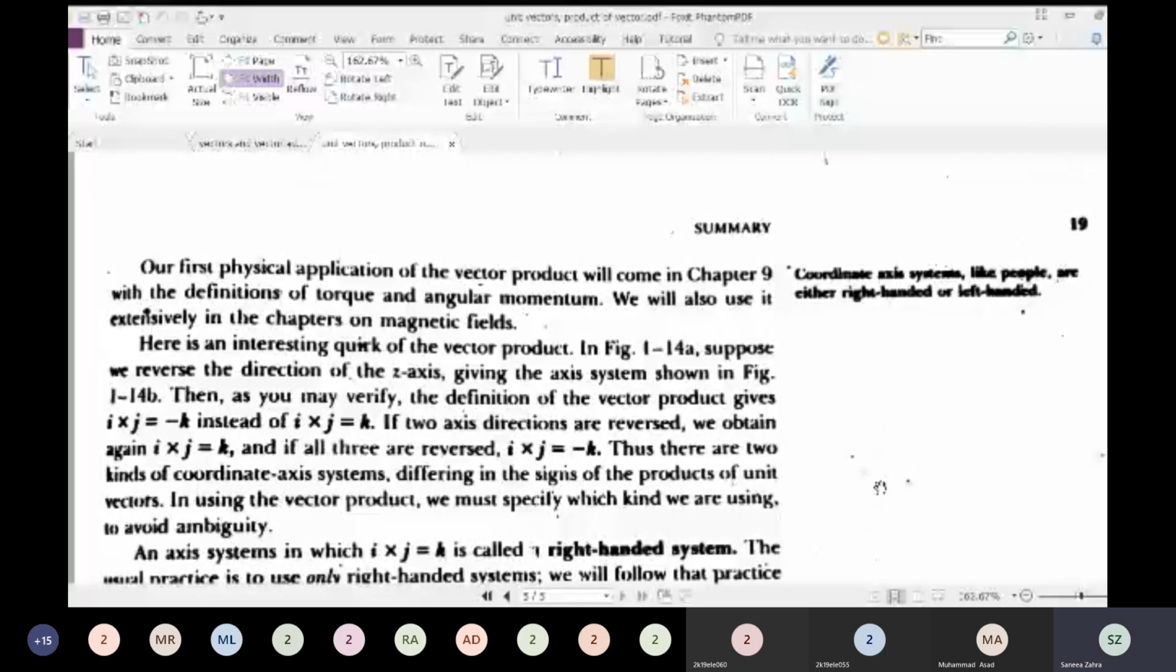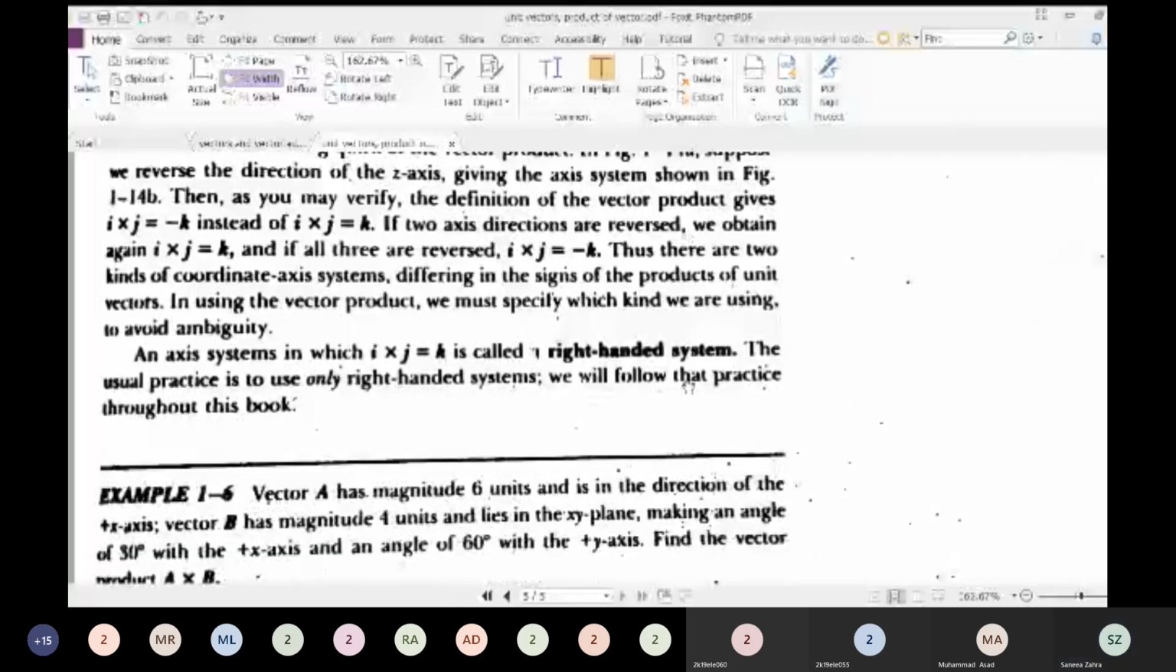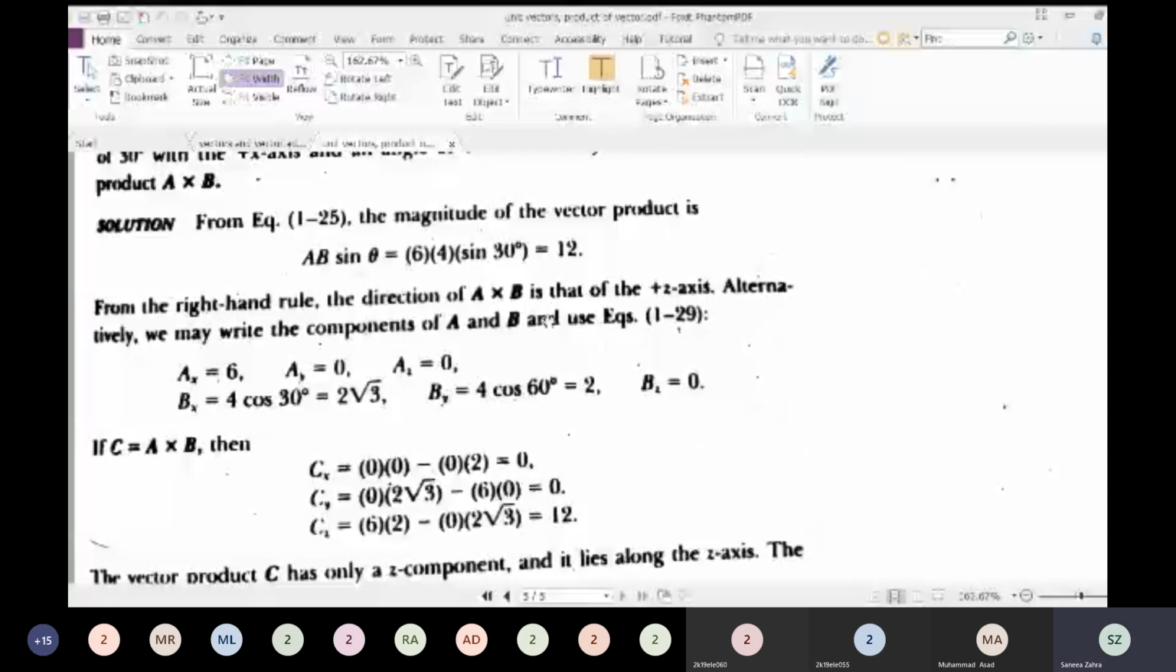Its examples are torque, angular momentum, etc. To determine the direction, we use the right hand rule. It is also called the cyclic rule. You can also call it a clockwise or anti-clockwise rule. And then you have an example which I hope you can solve yourself. Just determine the angle.